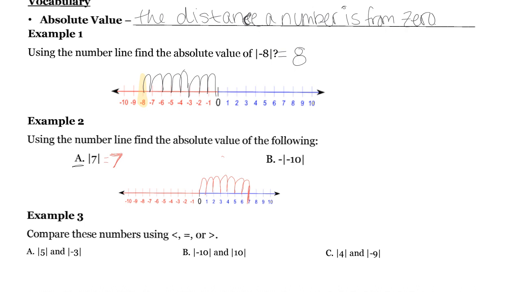Okay, but what do you notice that's a little different about letter B, about the second number? So what's a little different? Hopefully you're saying that there's a negative sign outside the absolute value bars. So that means that we want the opposite. So this is saying the opposite of the absolute value of -10. So what is the absolute value of -10?